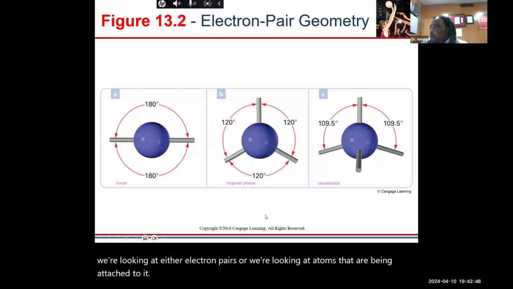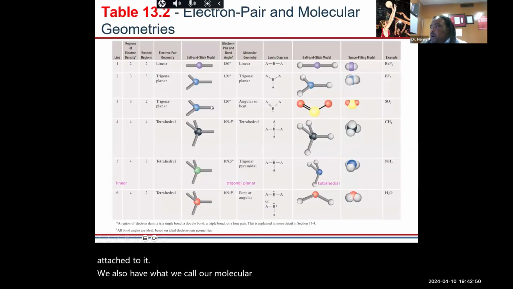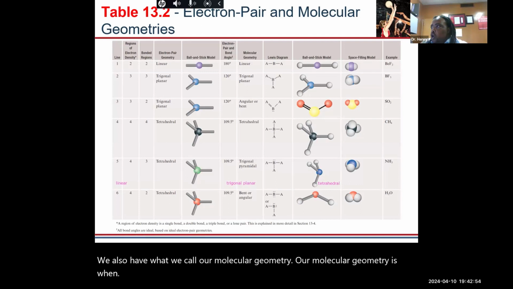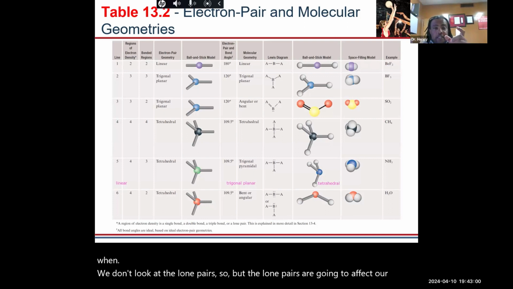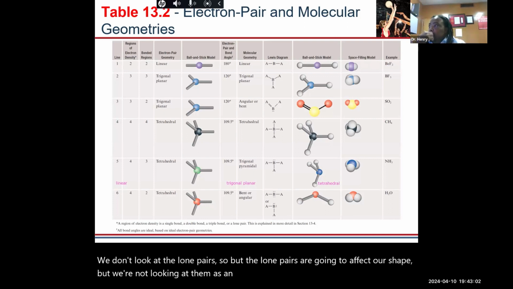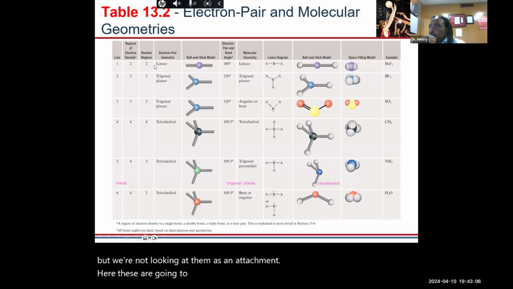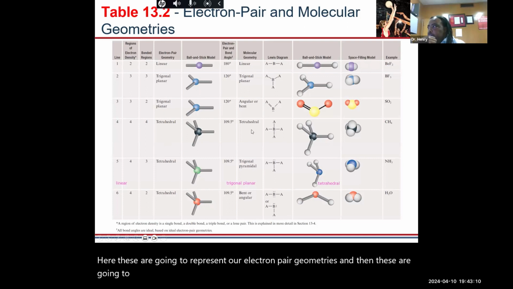We also have what we call our molecular geometry. Our molecular geometry is when we don't look at the lone pairs as an attachment, although the lone pairs are going to affect our shape. So here, these represent our electron pair geometries, and then these represent our molecular geometry. This is what they're going to look like.